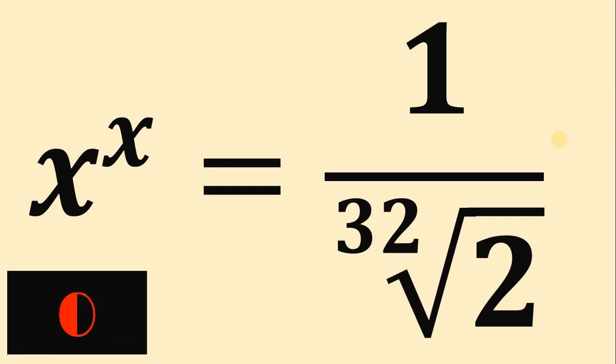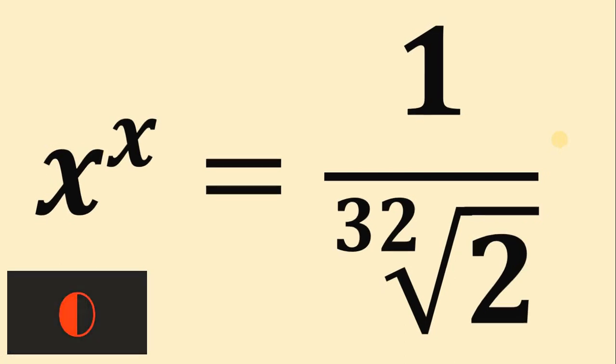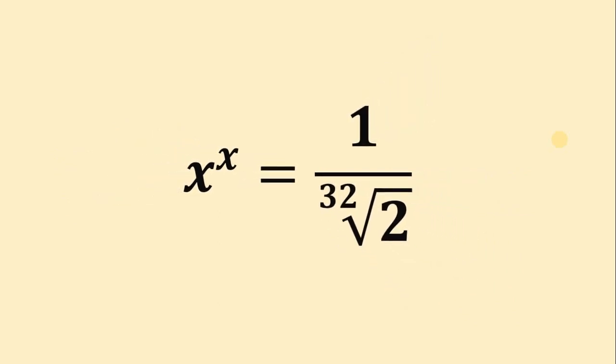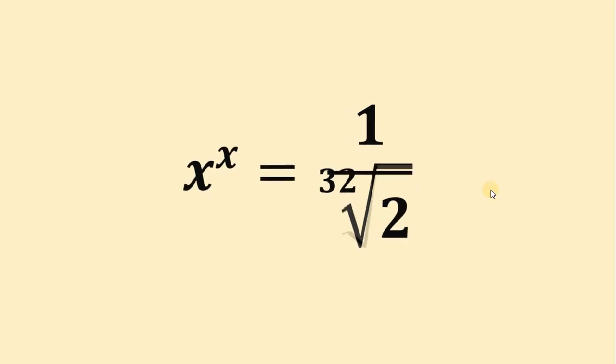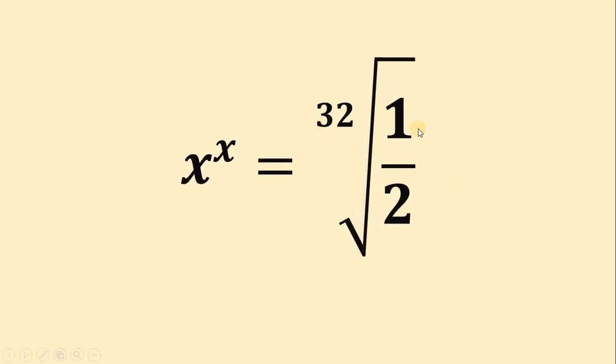And now let's answer this question together. So our goal is to find the value of x given this equation, x raised to x equals 1 over the 32nd root of 2. Now, to answer this question, take note that the right-hand side, 1 over the 32nd root of 2, can be written as the 32nd root of 1 over 2, or 1/2.